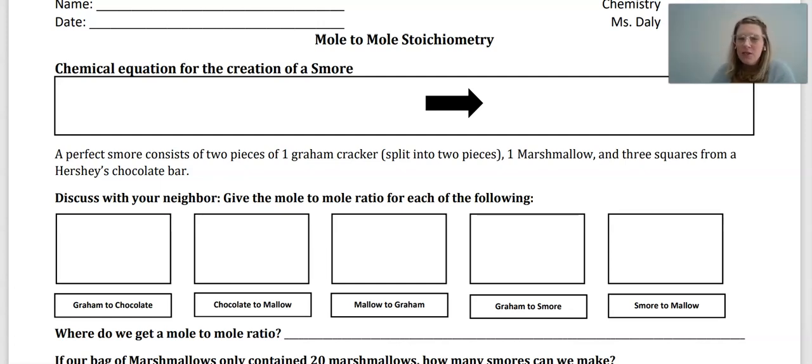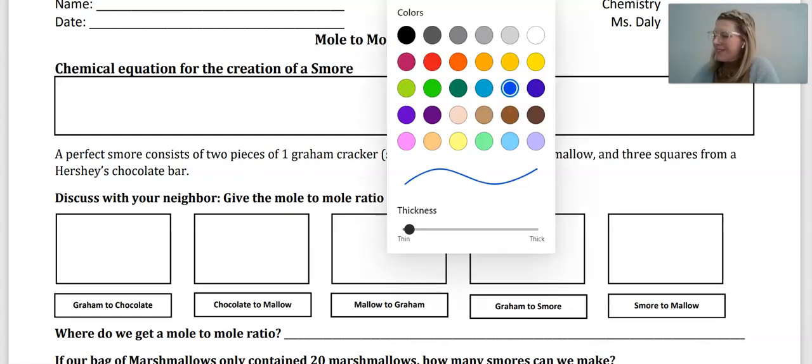So a perfect s'more, at least in my opinion, and you can make various types of s'mores, is made from one whole graham cracker, split in half because you need the top and the bottom, a marshmallow, nice and toasted. It has to be perfectly toasted though, and 3 squares from a Hershey's chocolate bar. So we're going to create that s'more, but we're going to write it through a chemical equation. So let's go ahead and get started.